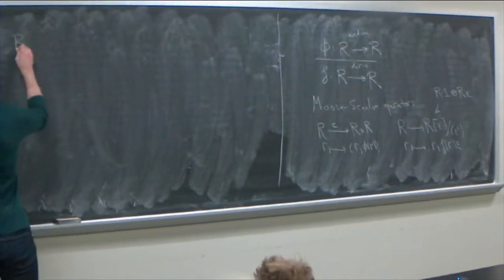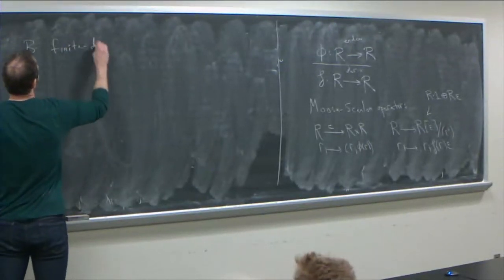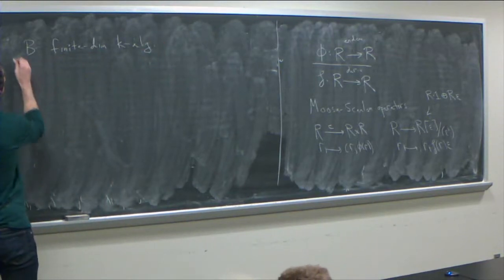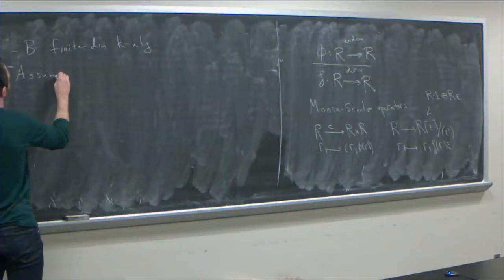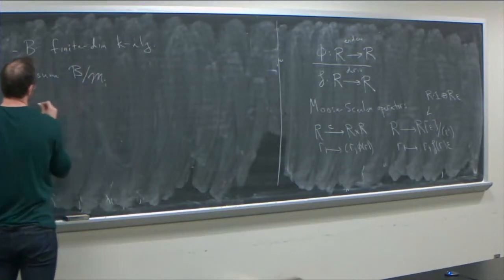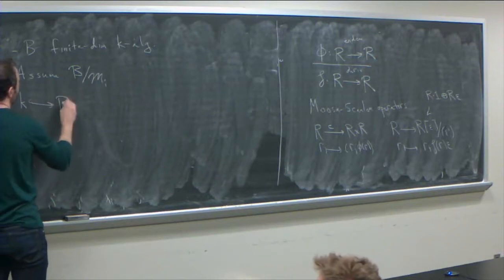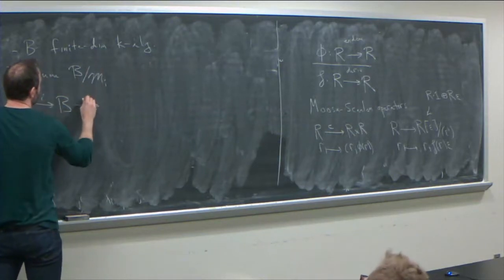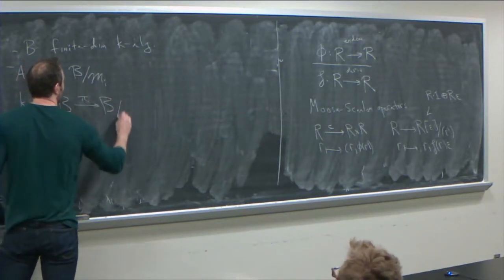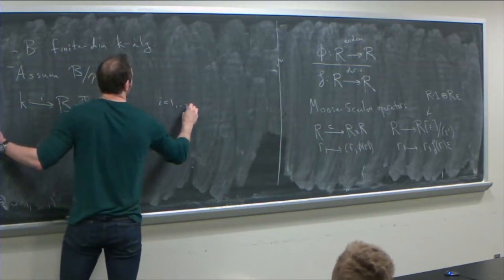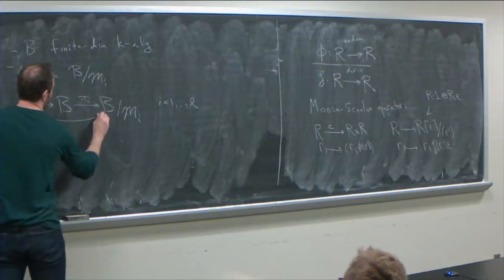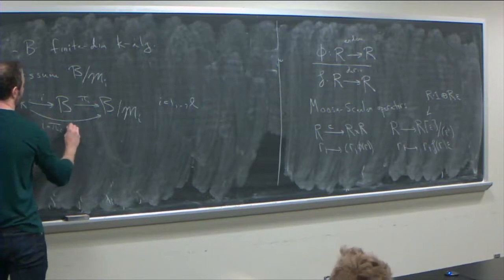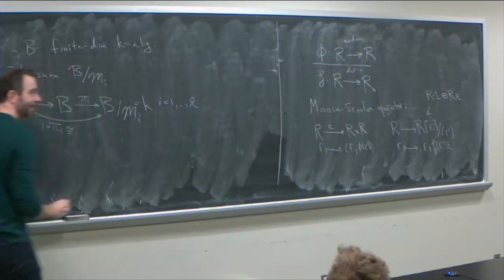So let's say B is a finite dimensional K algebra. Because it's a K algebra, we've got a copy of K inside of B. And B is finite dimensional, so it has only finitely many maximal ideals, let's say L of them. And I just want this to be an isomorphism. So this should be K.